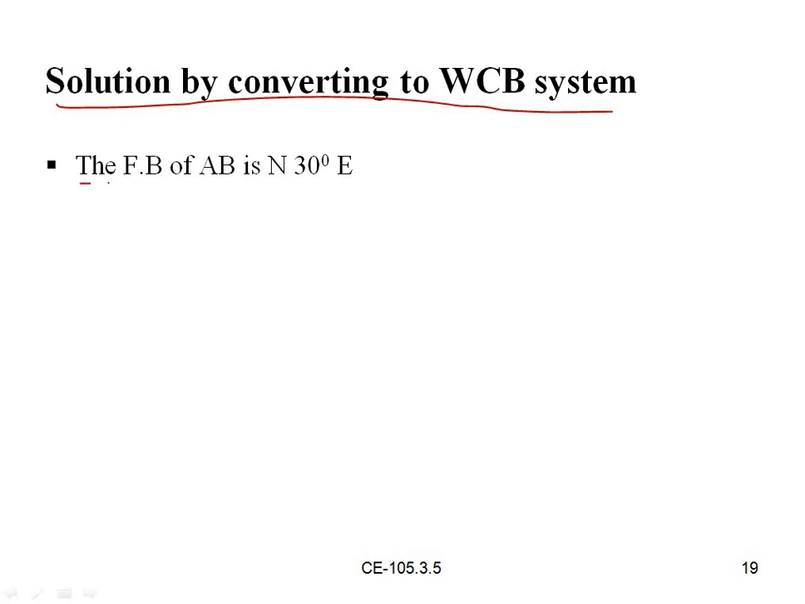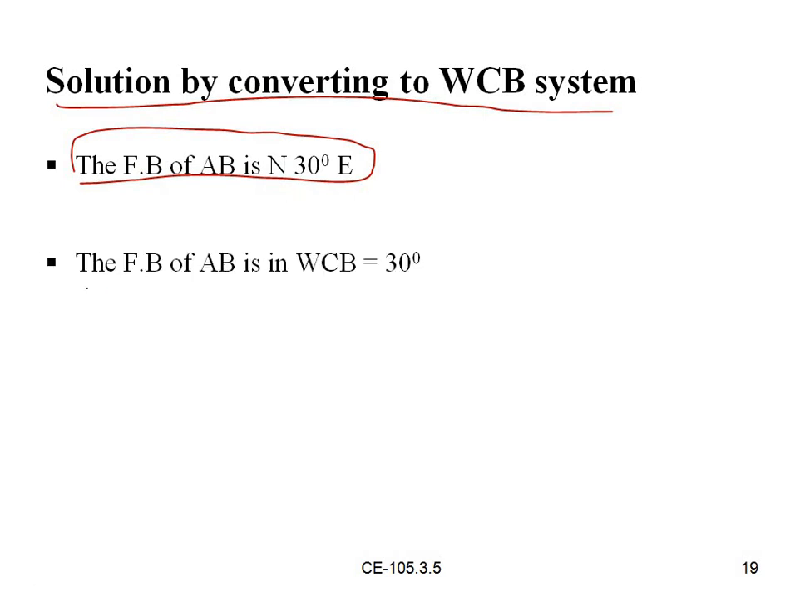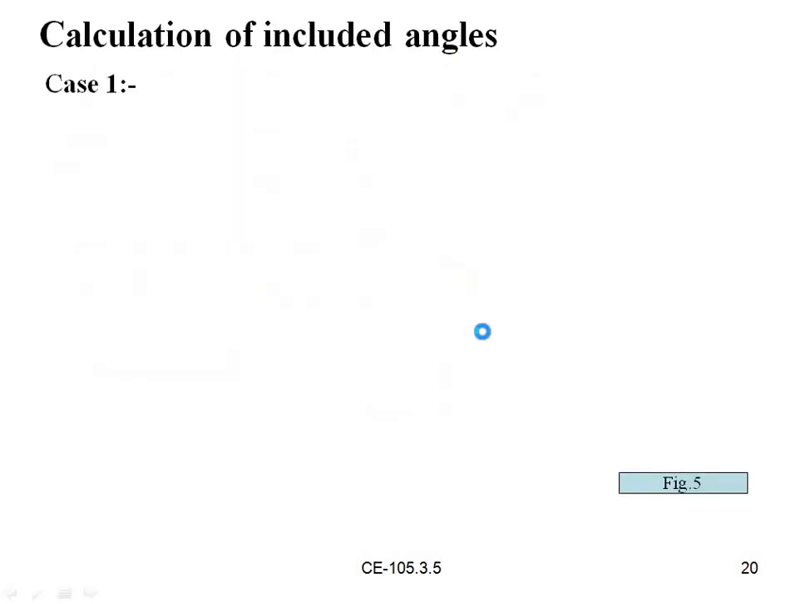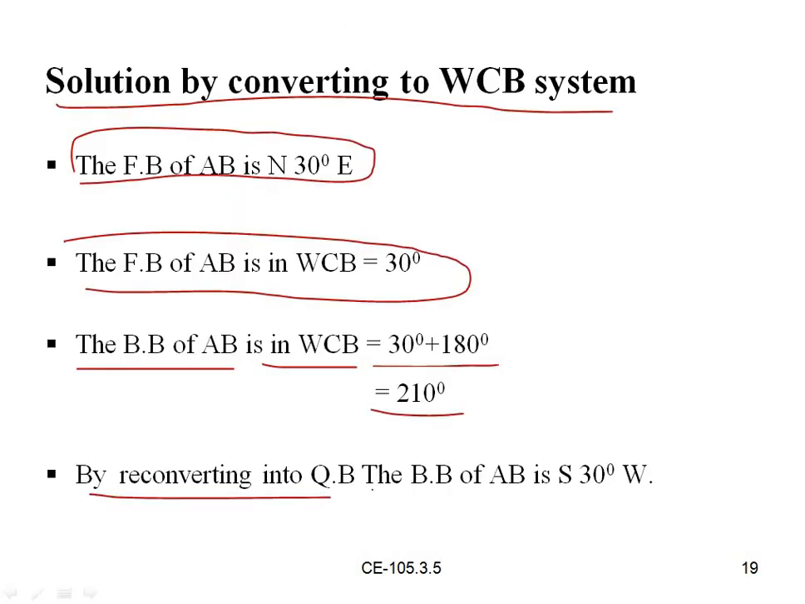The forebearing of AB is north 30 degrees east. So the forebearing of AB in whole circle bearing is equal to 30 degrees. Then the back bearing of AB in whole circle bearing is 30 degrees plus 180 degrees, which is equal to 210 degrees. So by reconverting into quadrantal bearing, the back bearing of AB is south 30 degrees west.